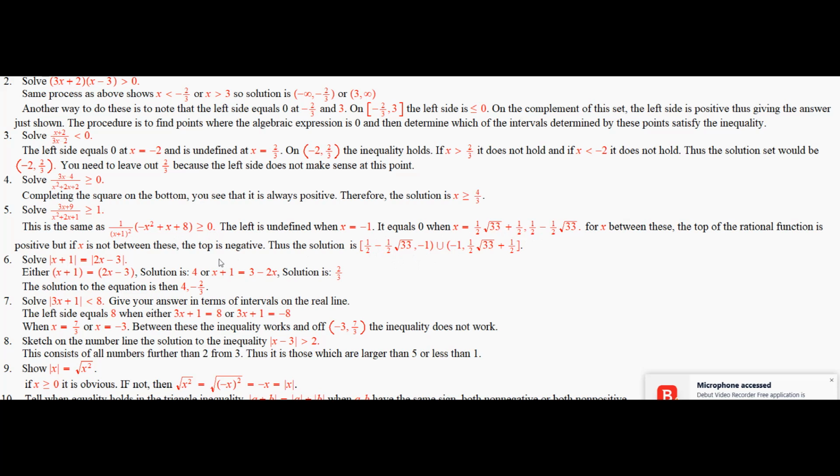Now here's another problem. I want to find where this is equal to that. This equality can occur in exactly two ways. Either x plus 1 is equal to 2x minus 3, or x plus 1 is -1 times 2x minus 3, or 3 minus 2x. So you solve these two and you get 4 and 2/3. Let me see, do you get 2/3 here?